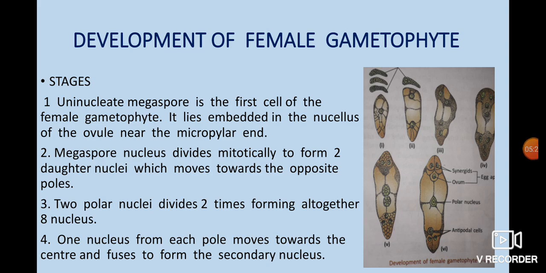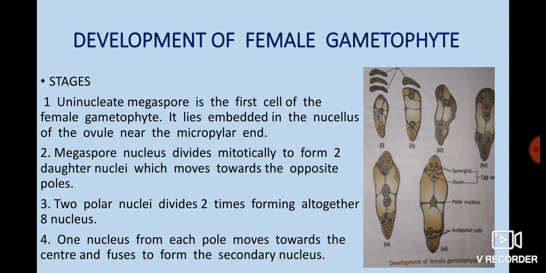Now we are moving into the next topic, the development of female gametophyte. Previously we did male gametophyte and now we are going to do female gametophyte. Same thing: for male we used microspore, for female we are going to use megaspore. The uninucleate megaspore is the first cell of the female gametophyte. It lies embedded in the nucellus of the ovule. It is present within the ovule portion, the ovary portion, because that's the portion where the female gametes are expected to be present.